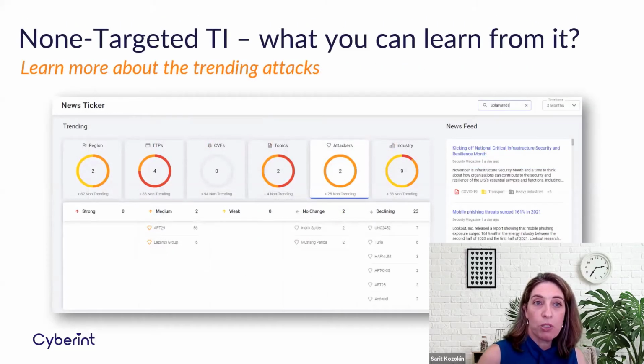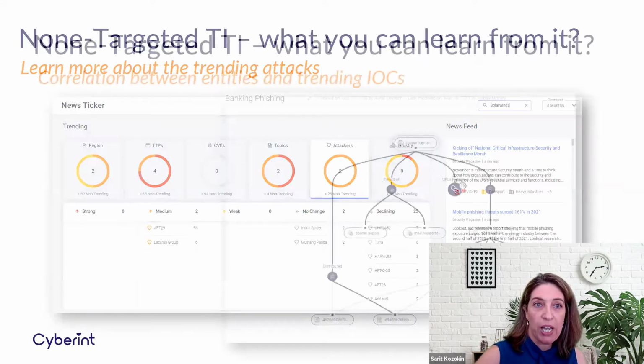The last example from the news ticker is really to learn more about trending attacks in general. If I put in a specific keyword like SolarWinds or any other malware name or other attacks, I should be able to see the classification of the trends that relate to it, topics that relate to it, CVEs that relate to it, etc. But also, of course, drill down into the specific articles and learn more about what this means, and learn from that what I need to do and how it will potentially impact me. So this is what we have around news.